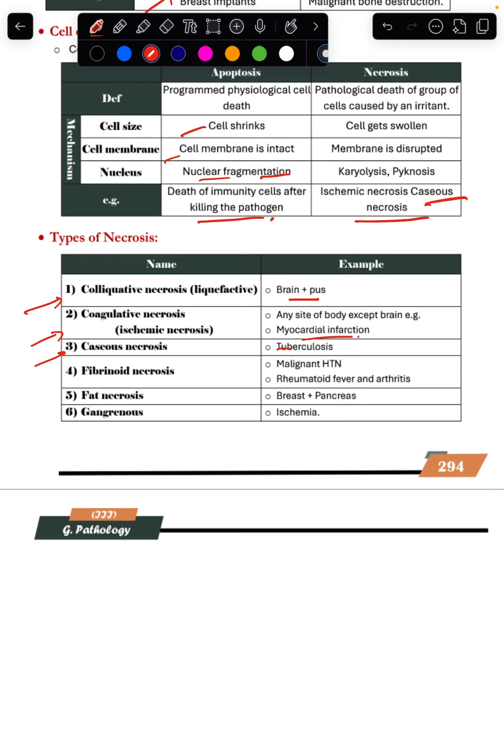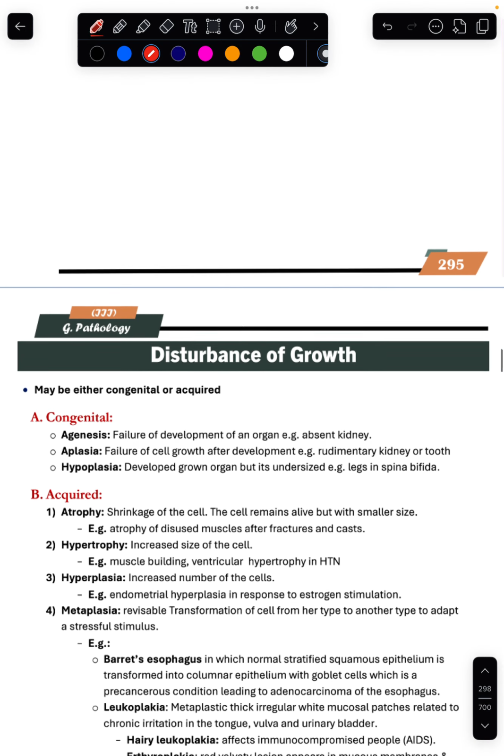Caseation is tuberculosis. Fibrinoid necrosis, malignant hypertension, rheumatic arthritis. Fat necrosis, breast. Gangrenous, ischemia. What are the growth disturbances?